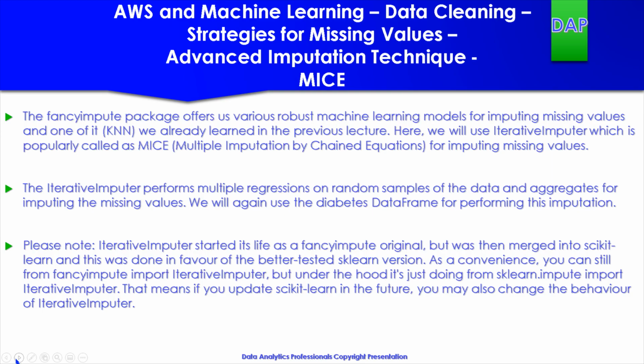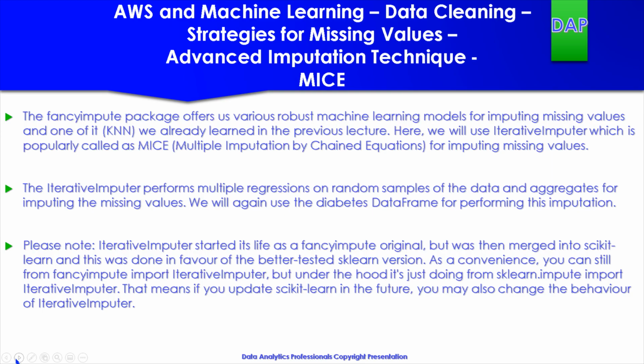one of them is KNN, which we have already discussed and learned in the previous lecture. Here we will use IterativeImputer, which is popularly called MICE, and which stands for multiple imputation by chained equations. So we will use IterativeImputer, popularly called MICE, for imputing missing values. Now, the IterativeImputer performs multiple regressions on random samples of the data and aggregates them for imputing the missing values. We will again use the diabetes data frame for performing this imputation.